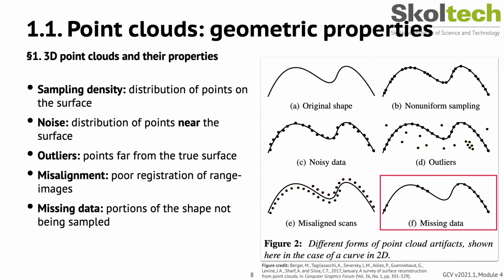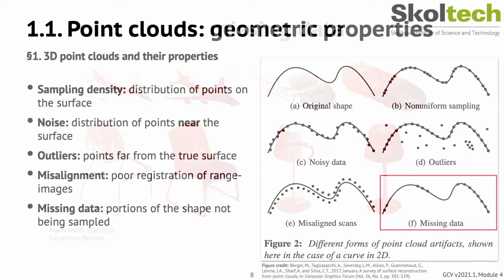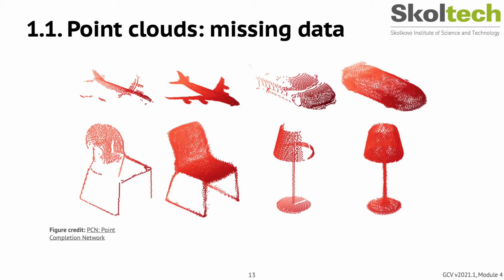A motivating factor behind many reconstruction methods is dealing with missing data. Missing data is due to such factors as limited sensor range, high light absorption, and occlusions in the scanning process, where large portions of the shape are not sampled.